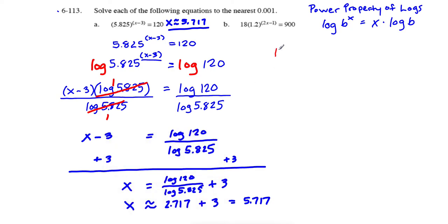We've got 18 times 1.2 raised to the power of 2x minus 1 equals 900. Right now we've got a factor 18 times our base that's raised to our exponent. So before we can use the power property of logs, we're going to get rid of this 18 first. So let's go ahead and divide each side by 18.